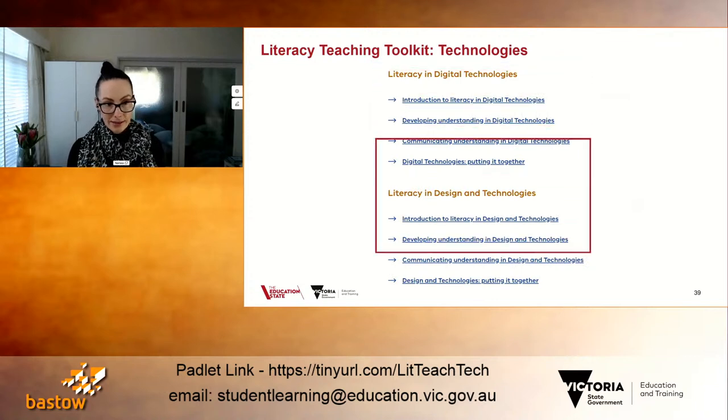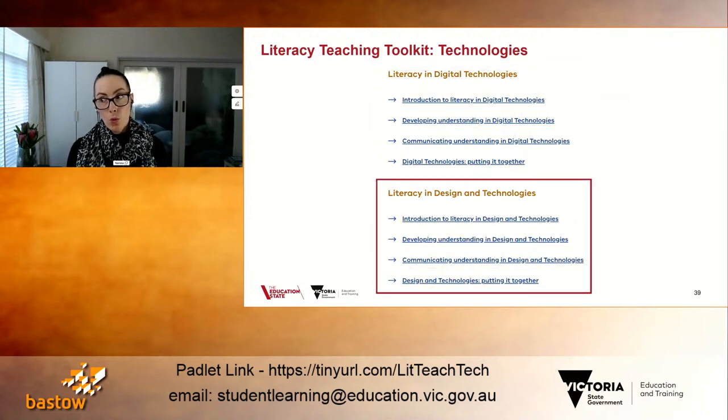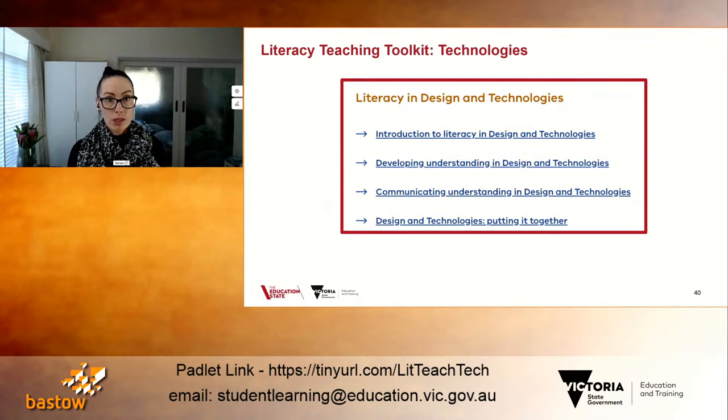Okay, you're sitting there thinking, when does design and technologies get mentioned? Here is your time to shine. Design and technology. So this is the engineering systems. This is the food technologies. This is the woodwork, all of those areas. What's the literacy? What can we be thinking about in here?